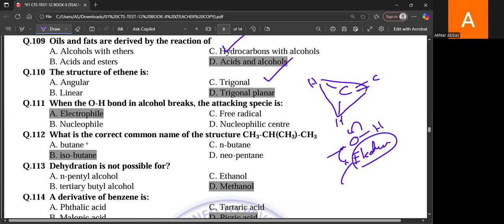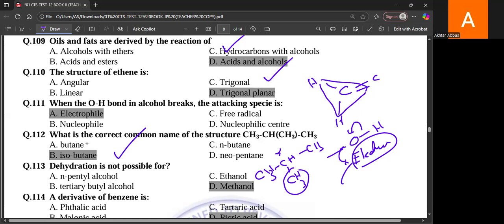What is the correct common name of the structure CH3, CH, CH3 and CH3? Okay, so you can write the structure of CH, and there will be one branch that is CH3 and another CH3. So how many carbon atoms are present? 1, 2, 3, and 4. And this branch is present on the second carbon, so it is also called iso. So collectively it is called isobutane. So your best option is beta.